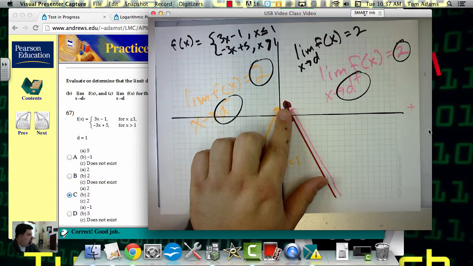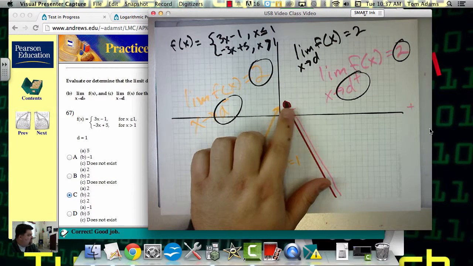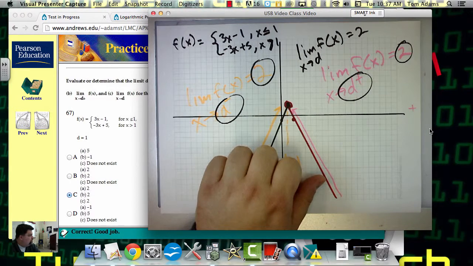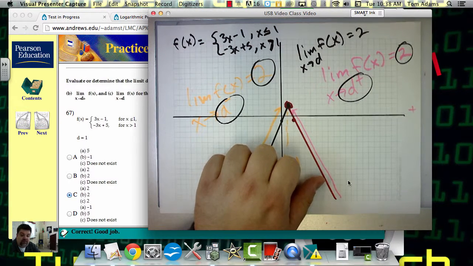By the way, is this differentiable at x equals 1? What does that mean again? You could take the derivative of it. Can you take the derivative of this function at x equals 1? If you really believe, no. The answer is no. Why? It's a corner. Very good. Yep, it's a corner.